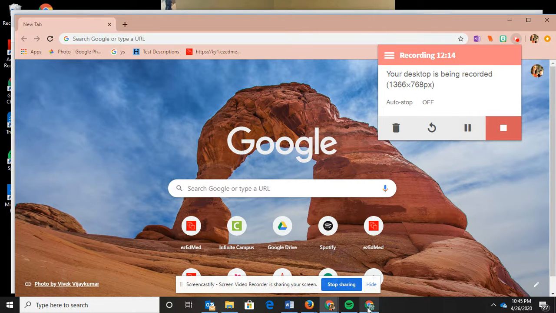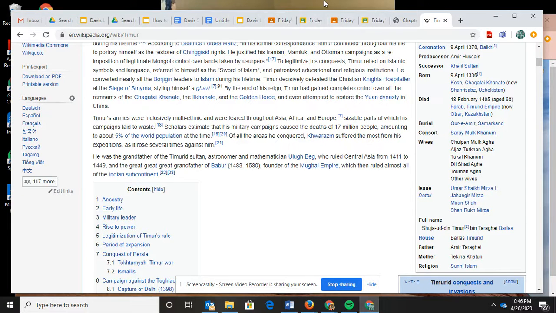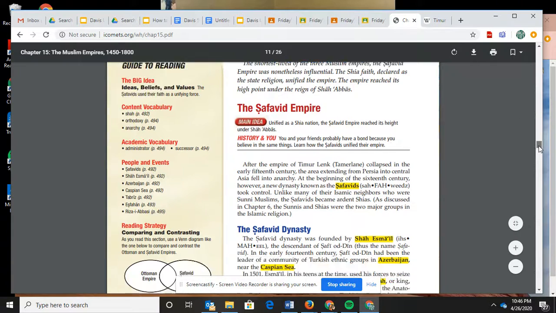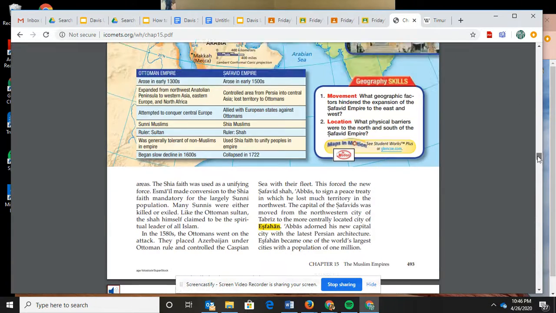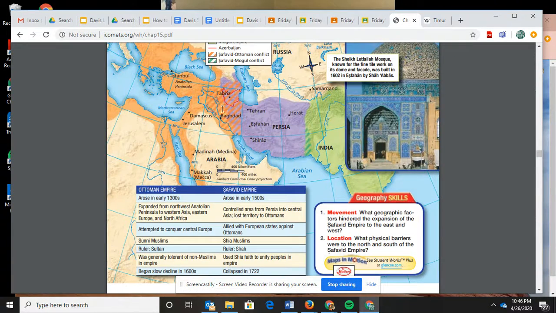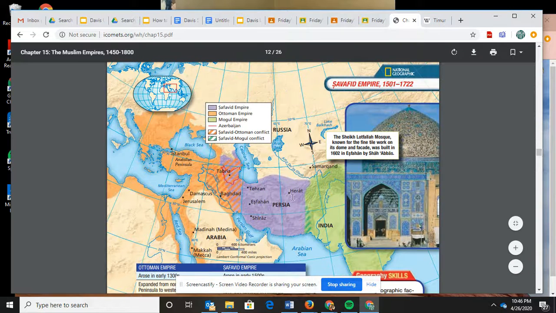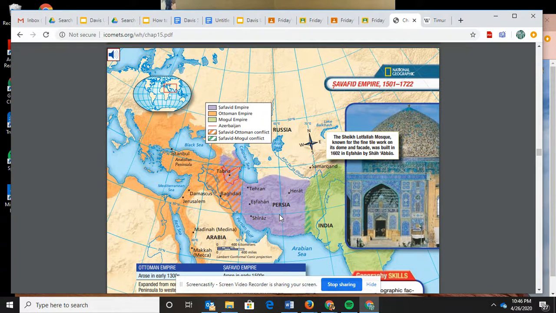All right, we are going to pick up with the Safavids. The Safavids are the next door neighbors to the Ottomans. So on this map here, the Ottomans are in yellow, and Persia is the Safavid Empire. This is an empire that is kind of created by this guy that we didn't talk about too much.